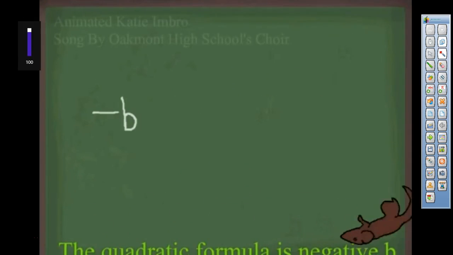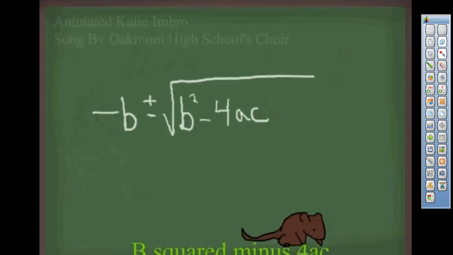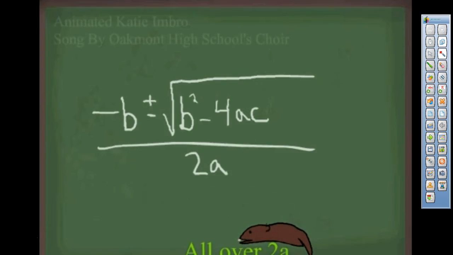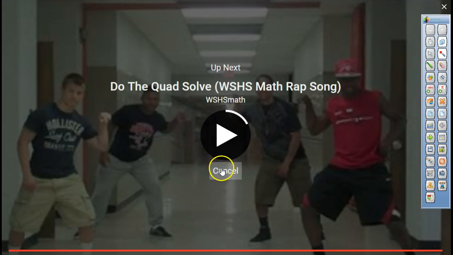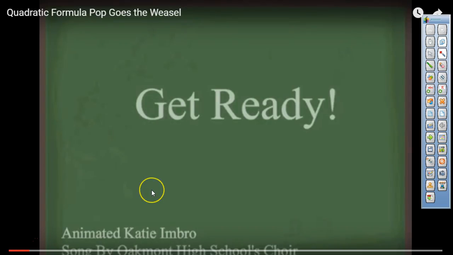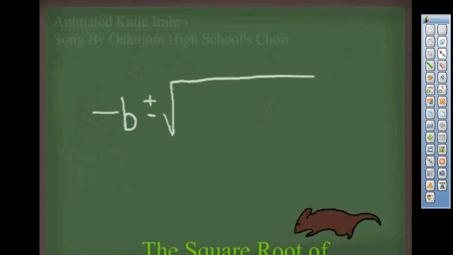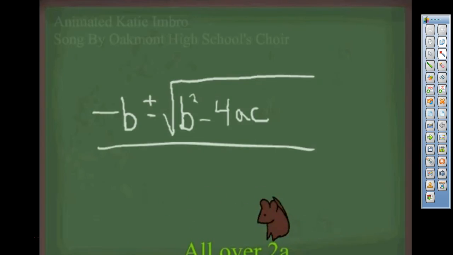The quadratic formula is negative b plus or minus the square root of b squared minus 4ac all over 2a. This is going to be one of those formulas where you're going to possibly remember this the rest of your life. The quadratic formula is negative b plus or minus the square root of b squared minus 4ac all over 2a.